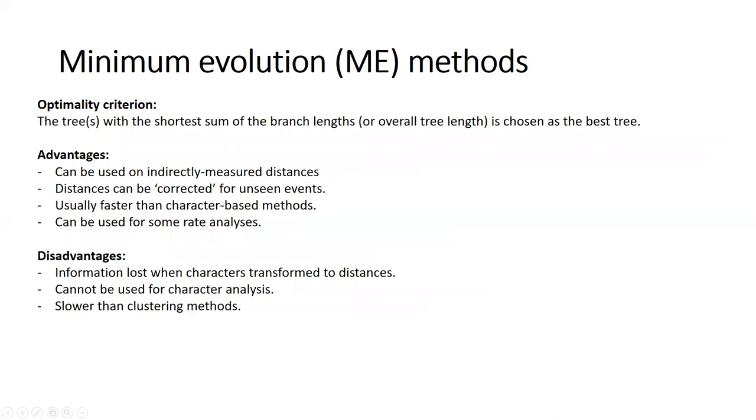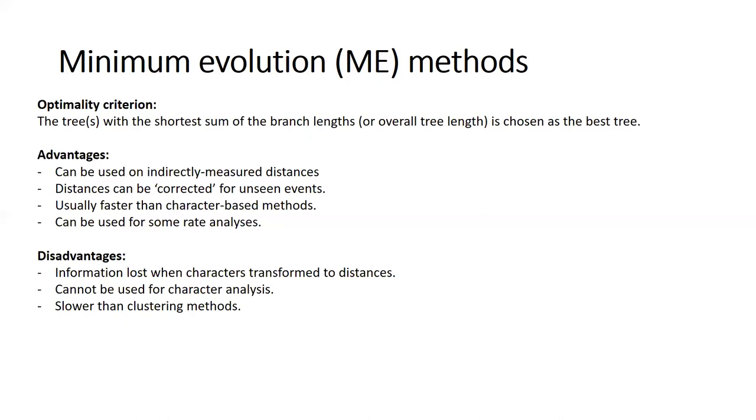So the third one is the minimum evolution method. The optimality criterion is that the tree with the shortest sum of branch lengths, or overall tree length, is selected or is said to be the best tree that must be used later on. So there are some advantages of this method. For example, it can be used on indirectly measured distances. It can be corrected for unseen events. And the major advantage is that they are computationally fast and are therefore capable of handling data sets that are deemed to be too large for any other phylogenetic method.